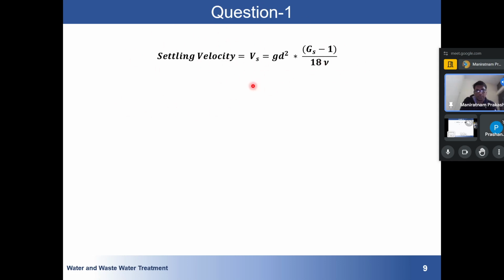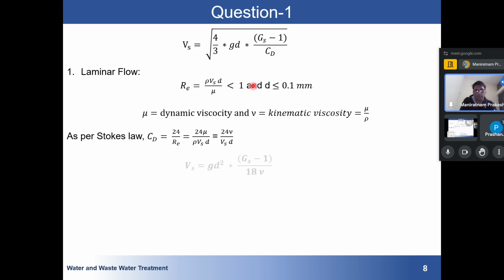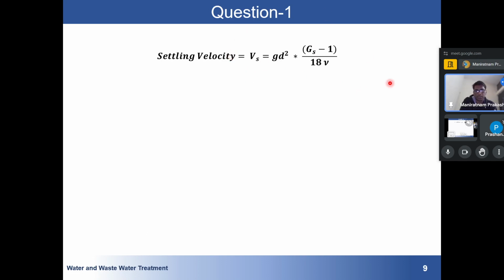For discrete settling, just remember the common formula. Generally, each and every system that you will see follows laminar flow, that's why this formula is common: g d squared (Gs minus 1) divided by 18 times the kinematic viscosity. Remember this. Then the second thing is scouring velocity.